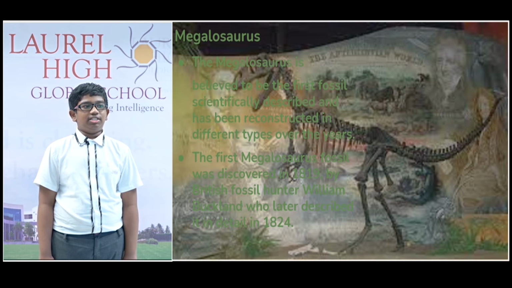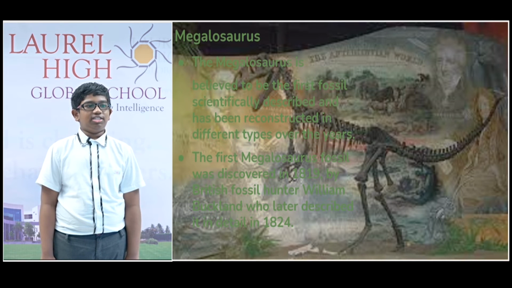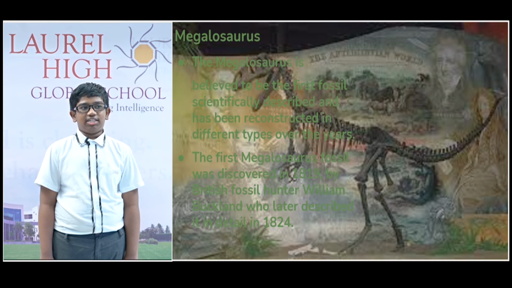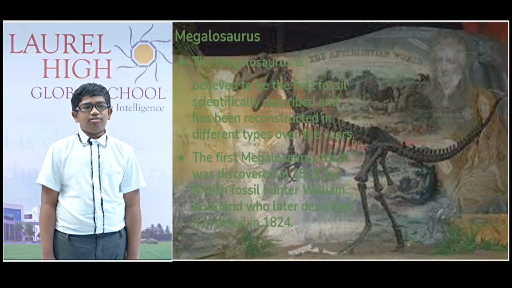The first known fossil is the Megalosaurus. The Megalosaurus is believed to be the first fossil scientifically described and has been reconstructed in different ways over the years. The first Megalosaurus fossil was discovered in 1819 by British fossil hunter William Buckland, who later described it in detail in 1824.